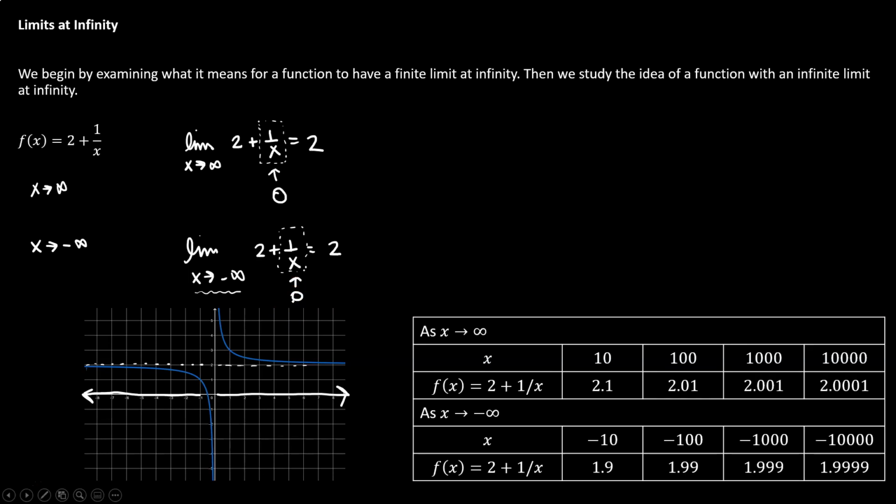We can also check this using a table of values. So as x goes to positive infinity, we can pick different values for x, like 10, 100, 1,000, or 10,000. We'll plug each one of these numbers into our function, and we can see that as our number gets larger and larger, the function value gets closer and closer to 2. And the same thing goes for x approaching negative infinity. Instead of picking positive 10, 100, 1,000, 10,000, we'll pick negative 10, negative 100, negative 1,000, negative 10,000. And here we can see that our function value, again, is approaching 2.